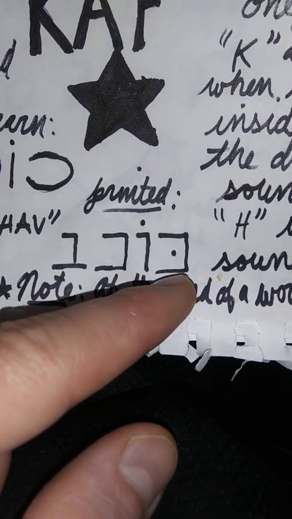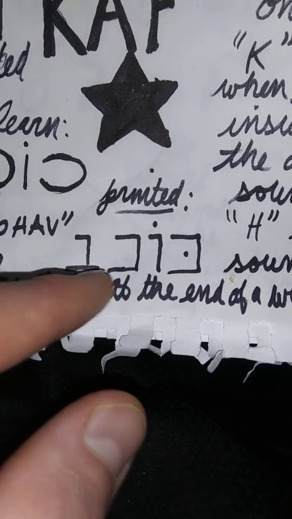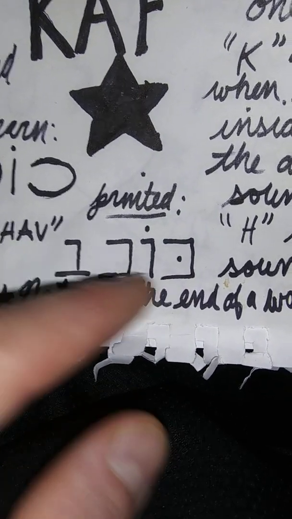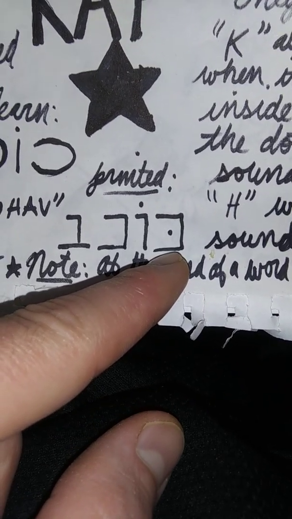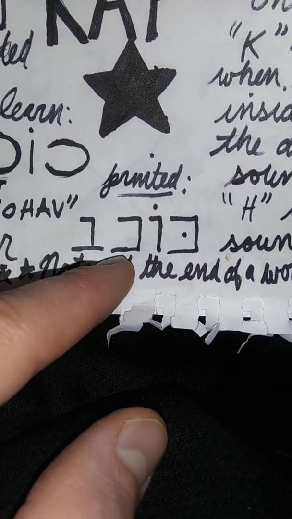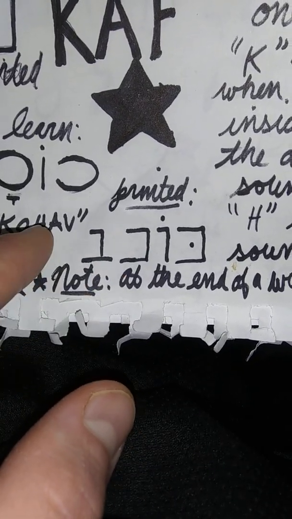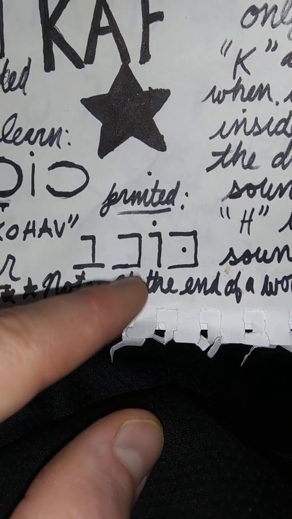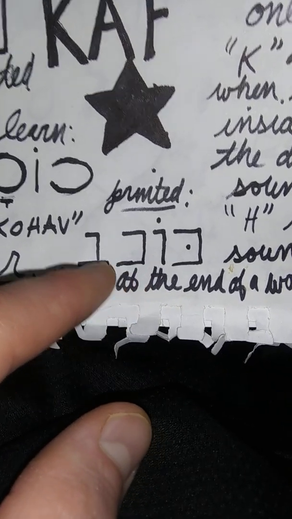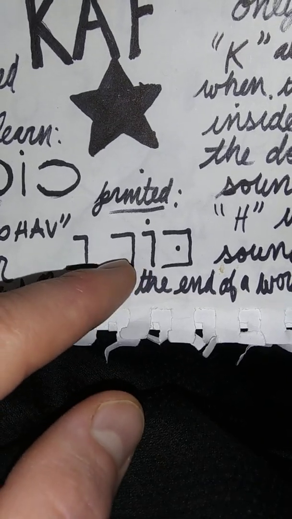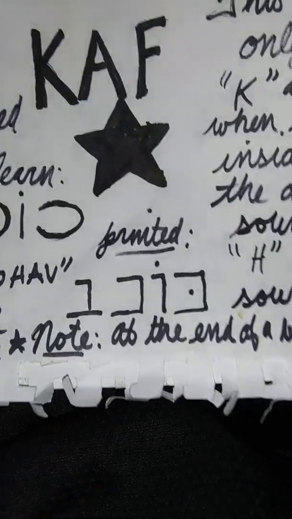Okay, and that's how it is printed. So it has the dot. So when it's printed with the dot, you know that means it's a K sound. So ko, va. It's the het. Ko, ha, v. Kohav. Okay, anyway. Let's move on. That was the 11th letter.